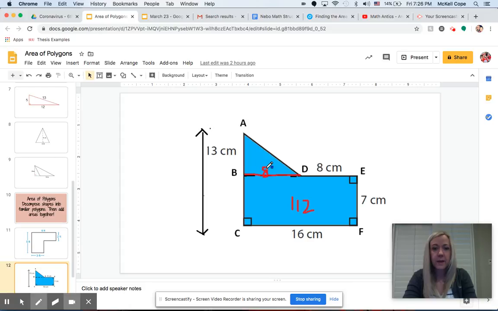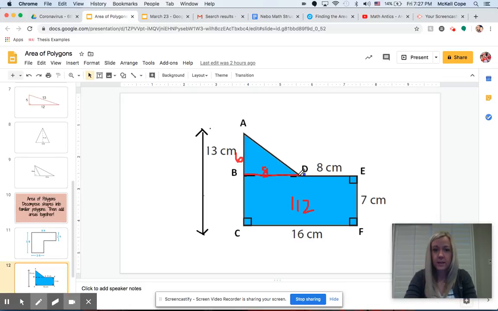Okay, so now I have to ask myself, what is this line right here? Because this whole entire space right here is 13. Well, I know up to this point, it's 7 because of this guy right here. So what do I have to add to 7 to make a grand total of 13? Well, that's going to be 6. So just this line right here is 6.